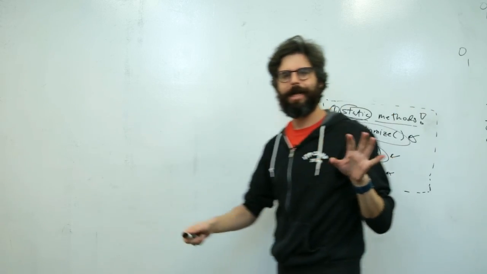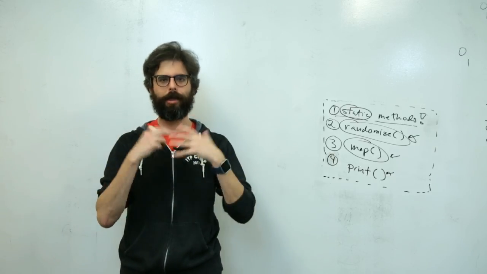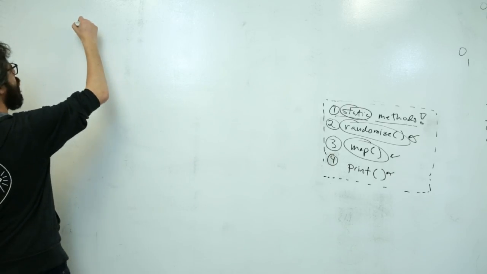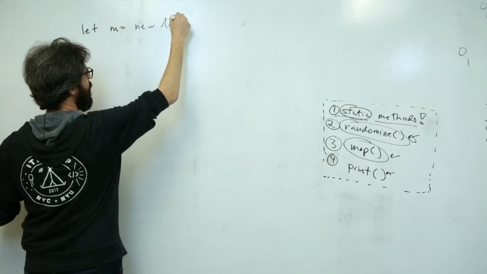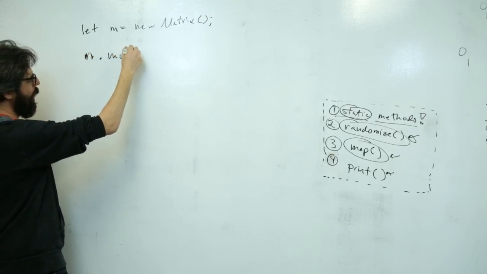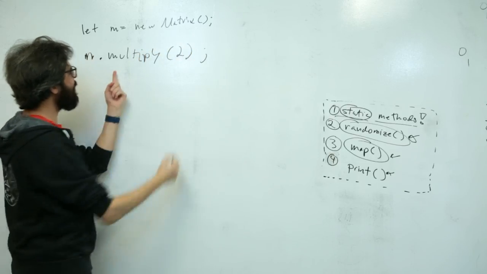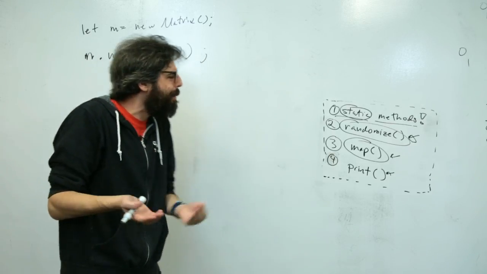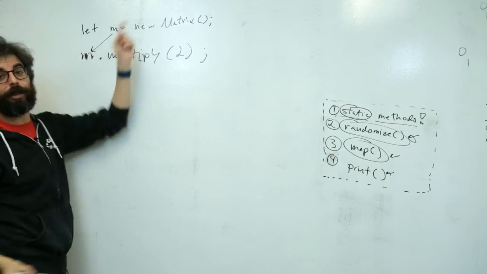So what do I mean exactly by a static method? Methods are functions that are part of a class, attached to objects made from that class, from that template. In this case, I'm saying things like, let M be a new matrix. And if I were to say something like M.multiply(2), this is not a static method. In fact, this is what you would refer to as an instance method. It's a regular function that's called on this particular instance of a matrix object.